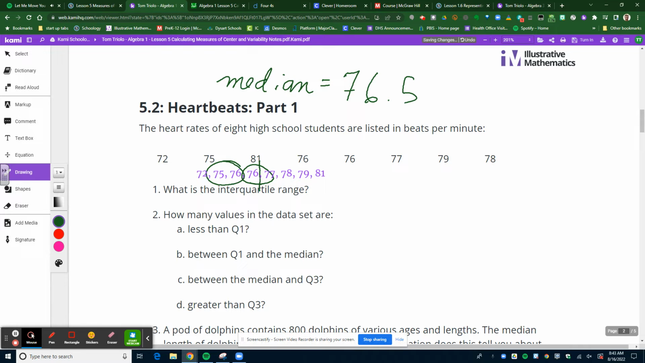So now I look at my bottom half. Again, I got 2 numbers in the middle. So my quartile 1 is halfway between 75 and 76. So that's 75.5. I look at my top half. My quartile 3 is halfway between 78 and 79. So that's 78.5. Okay.